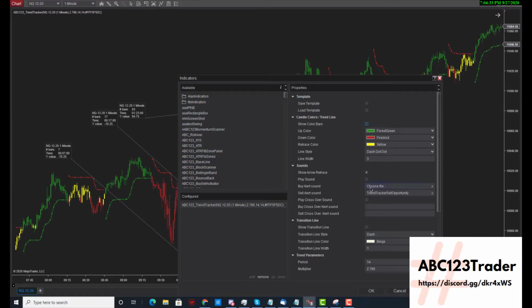But very effective. There's also here on Trend Tracker buying opportunities, selling opportunities, on sound alerts. So when you get a crossover, if you want to use it, you can play the sound saying, you know, selling opportunity, buying opportunity, etc. These sound bites are on the ABC123 Trader website. I created a whole bunch of sounds that you can use for your trading.